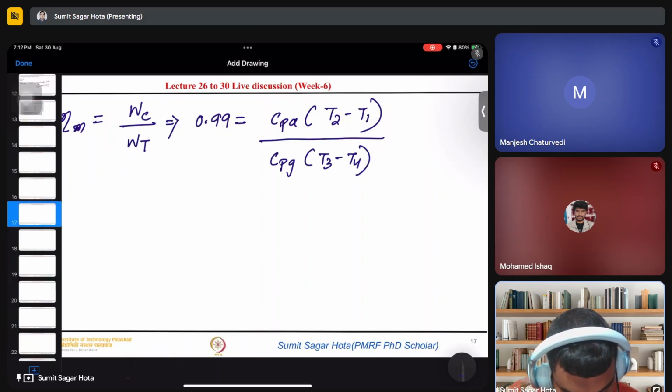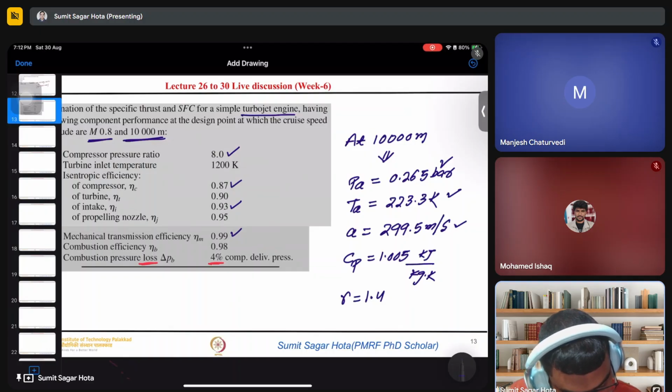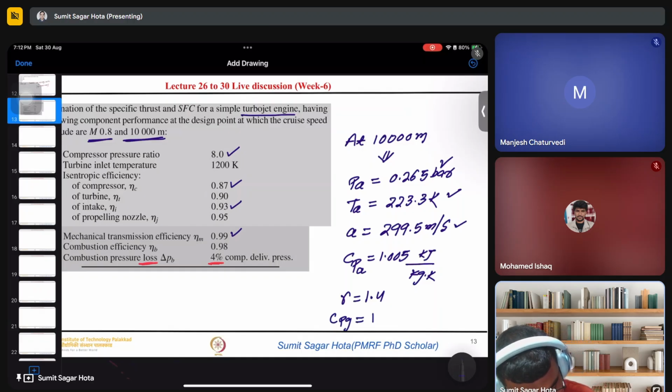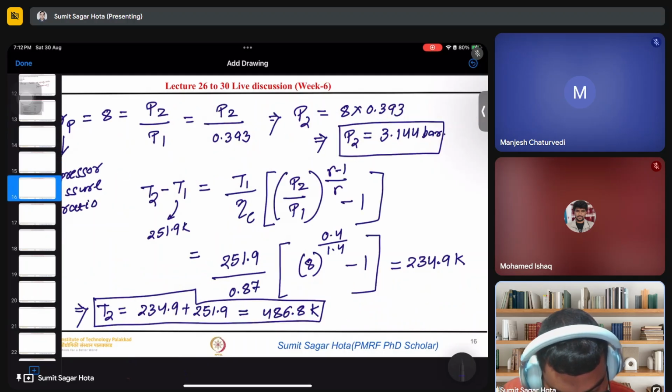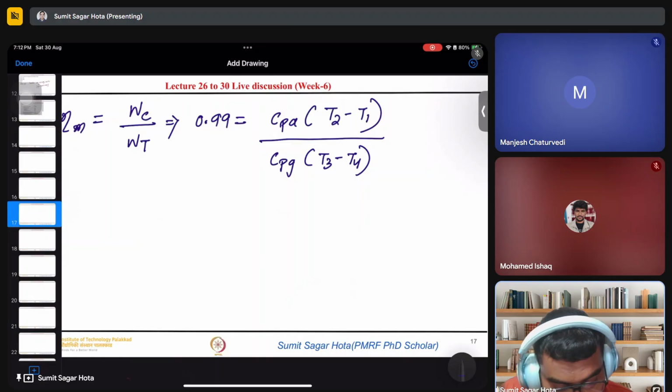So this is your Cp of air. Cp of gas is also not given. Cp of gas will be 1.148 kilojoule per kg Kelvin, because the turbine is not operating on normal air. This gas has a higher temperature, and you know very well that Cp is directly proportional to temperature in practical scenarios like this kind of engine we are now solving.